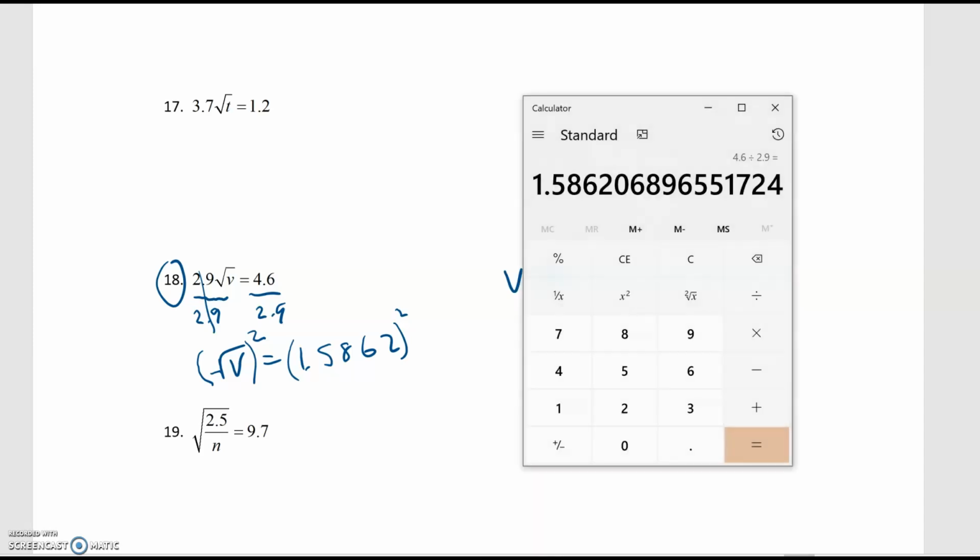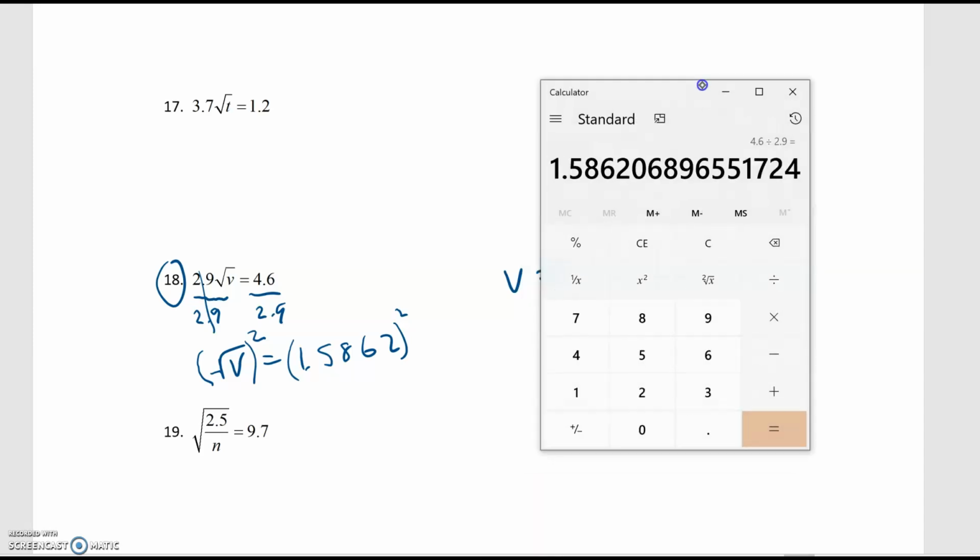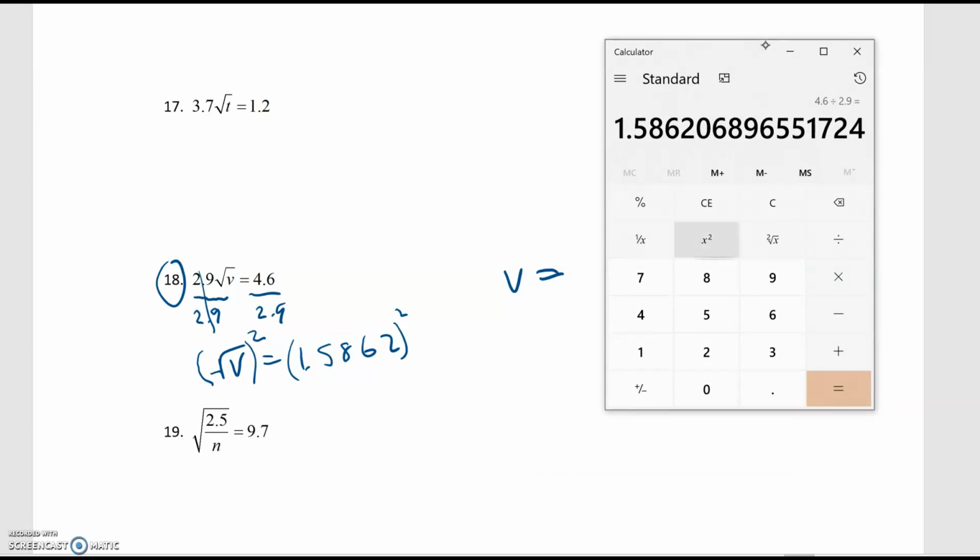Well, back to the calculator. Some calculators have a square button. Like this one, it says x squared right there. So I can just leave that number on my screen, just hit the x squared button, and I'll get the answer. If you don't have that on your calculator, then just multiply 1.5862 times 1.5862, because that's what squaring means. But I'll just make it easy. Just hit the square button.